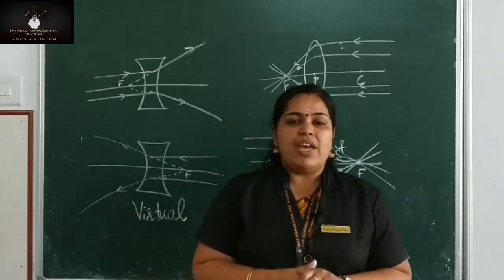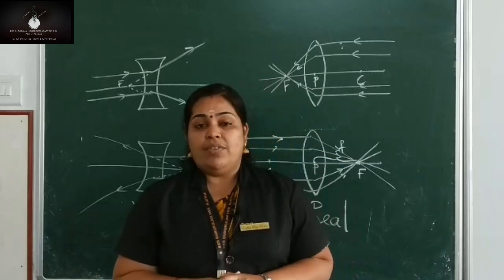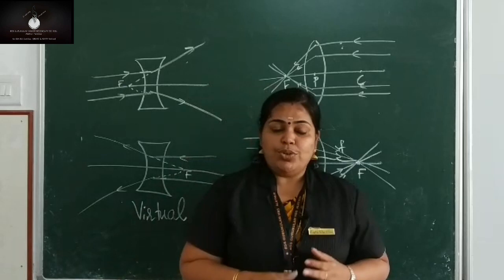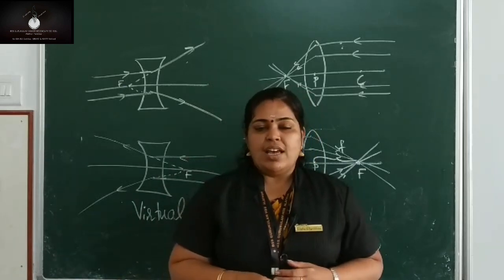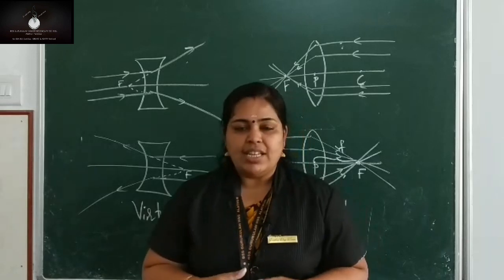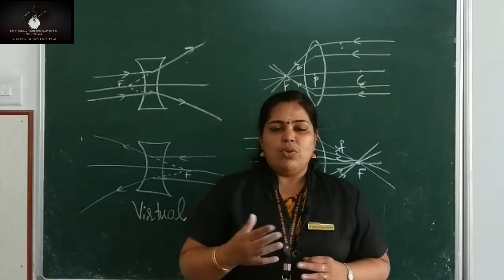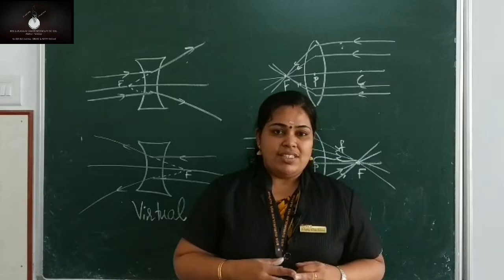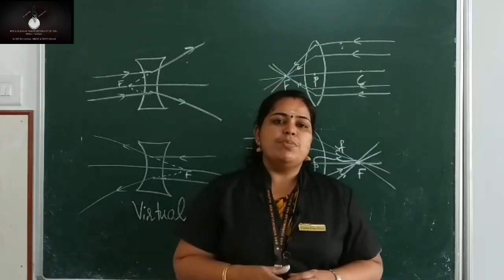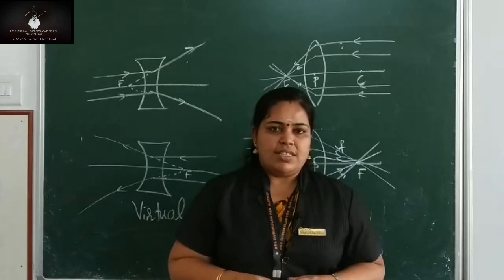So, what all things we have discussed today? We have discussed relative refractive index, absolute refractive index, total internal reflection and critical angle. And we have also discussed lenses, different types of lenses, and some terms related to the lens.